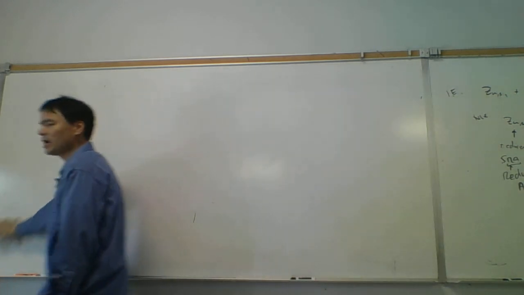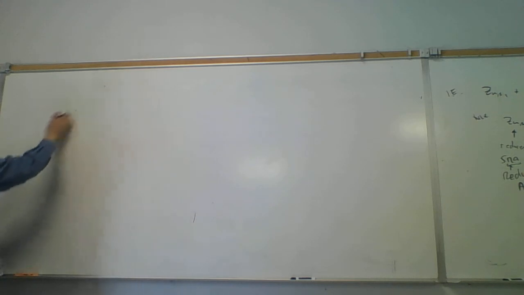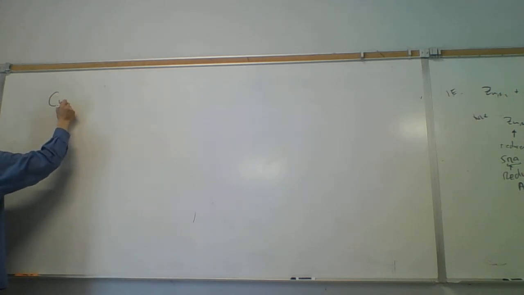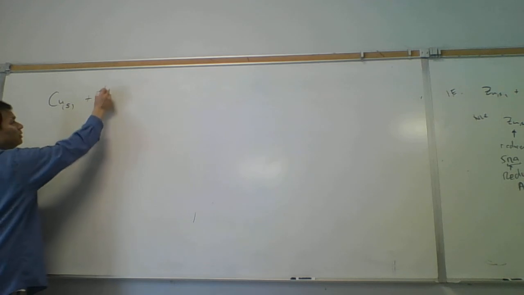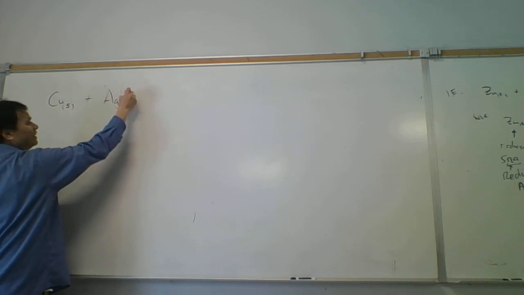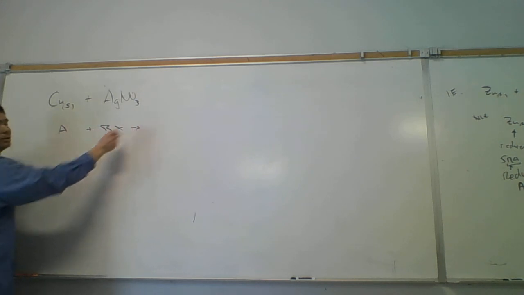So what was the next reaction after this? Copper is added to silver nitrate solution. Okay. Copper and silver nitrate? Yeah. Okay, so it's copper metal plus silver nitrate. What's the formula for silver nitrate? AgNO3. And so this fits the pattern, A plus BX. Let's go ahead and do it.